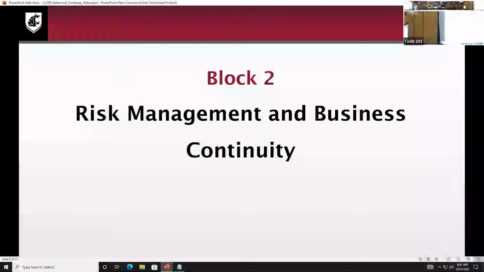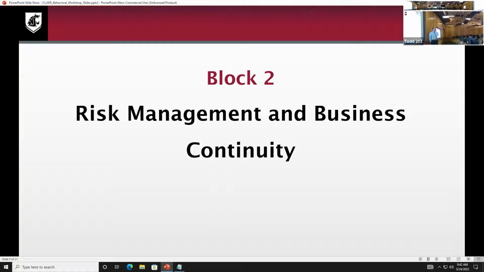This next section is on risk management business continuity. You should have two handouts that you've received from Gabriel, one that's kind of a worksheet, and then one that looks more like a problem where you have to come up with some answers. We will work through the worksheet together, and then I'll ask you to take the other one and take it a little further.